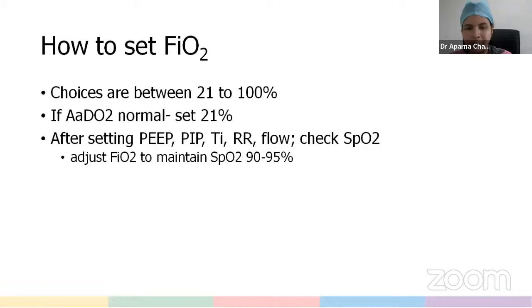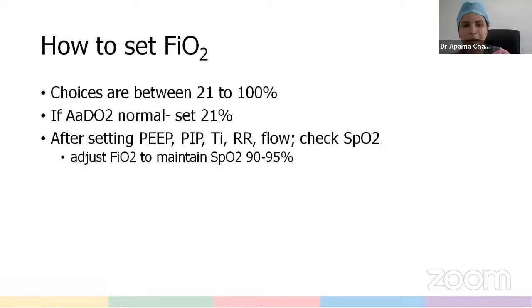FiO2 again is determined by the severity of the lung disease. The choices are between 21 to 100%. The more abnormal the AaDO2 or the diffusion gradient, the higher the FiO2 required. So if AaDO2 is normal, then we may be able to set 21%. Typically in a baby who is getting ventilated for a non-pulmonary reason like IEM or CNS reason, a baby with asphyxia, we may be able to get away with a FiO2 of 21 or 25%.